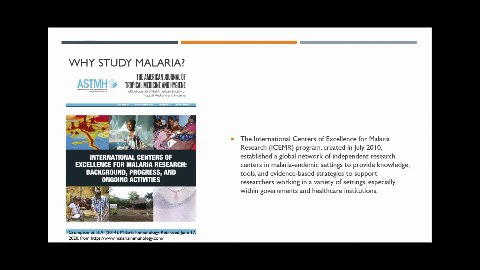So why should we study malaria? Did you know the U.S. government is actively spending a large amount of money on malaria research? The United States National Institute of Allergy and Infectious Diseases funds the International Centers of Excellence for Malaria Research. This is a global network of independent research centers in malaria-endemic countries that support researchers in various aspects of malaria research. This program was actually started in 2010. Research activities are being conducted in the following regions, comprising more than 17 countries and over 50 field sites.